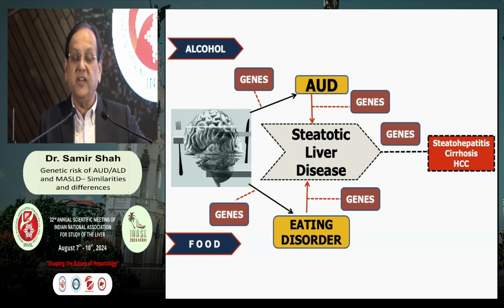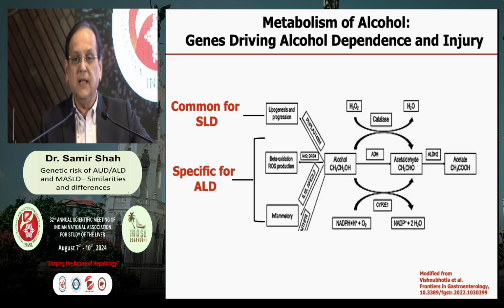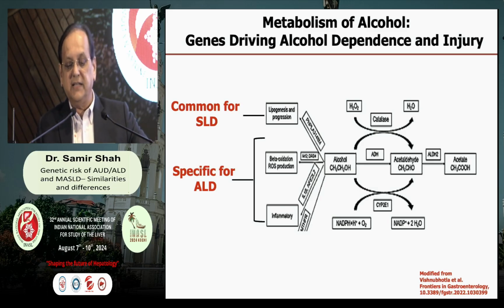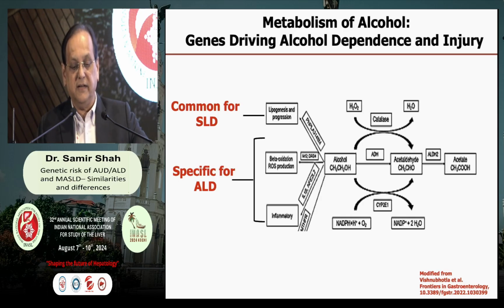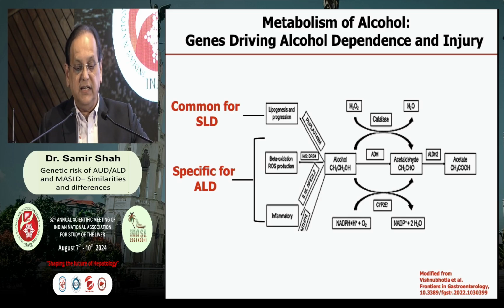So you will realize that between alcohol and eating disorder, there are a lot of similarities, as we will see as we go along. Let us start with alcohol. We all know that alcohol is metabolized by alcohol dehydrogenase to acetaldehyde, and acetaldehyde is then further metabolized to acetate by aldehyde dehydrogenase. So genes which regulate this will definitely have implications on the metabolism and the patient having alcohol related liver injury. Not only that, there are genes which affect beta oxidation and reactive oxygen species production, and also genes which affect inflammation. So not only alcohol metabolism, but alcohol causing liver injury is mediated by genes.